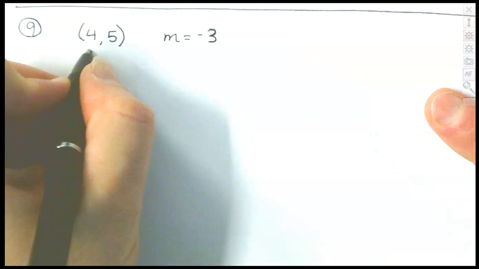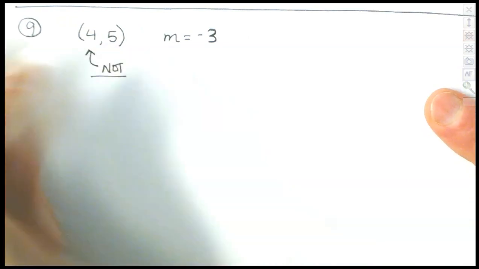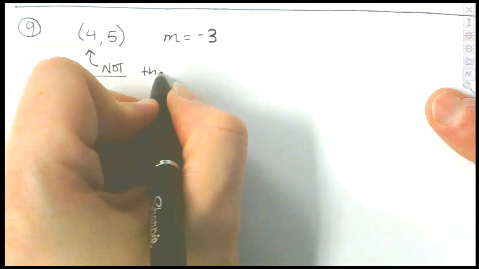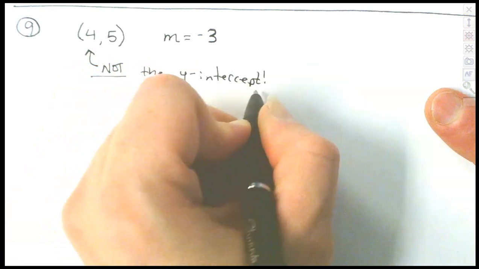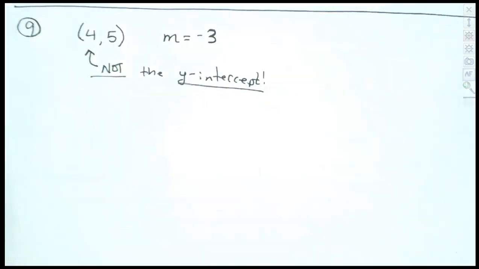Now this right here, this is not the y-intercept. So unfortunately, we cannot just jump directly to our answer. Why not? Because it is not our y-intercept. It has to have that 0. If it's 0, comma some number, you can jump directly to your answer. If it's not, then we have to proceed with point slope.